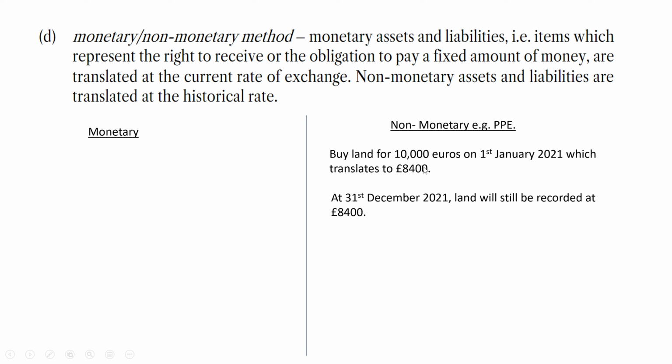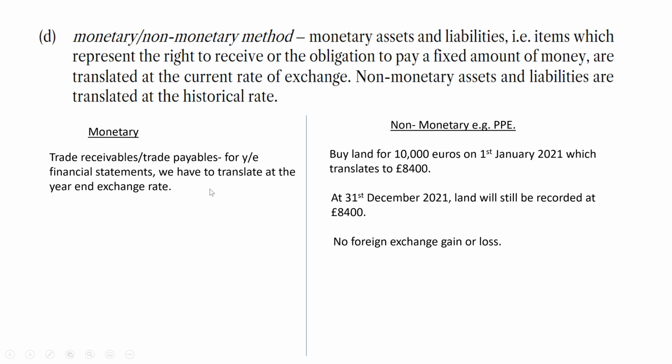So how do I account for this? Well, I debit land, and don't worry about the double entries, but basically that land is recorded at 8,400. At the 31st of December 21, we're still going to record that land at 8,400, so there's no movement at all. There's no movement to profit and loss. So there's no foreign exchange gain or loss. But monetary is a bit different, and we saw that in the previous examples.